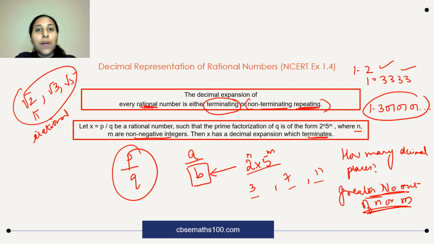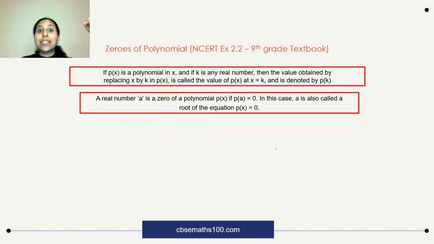Suppose you had 2 cube into 5 square. It terminates after 3 decimal places. If you had 2 square into 5 to the power 7, it terminates after 7 decimal places. Okay, that's all. The next thing, polynomials chapter.